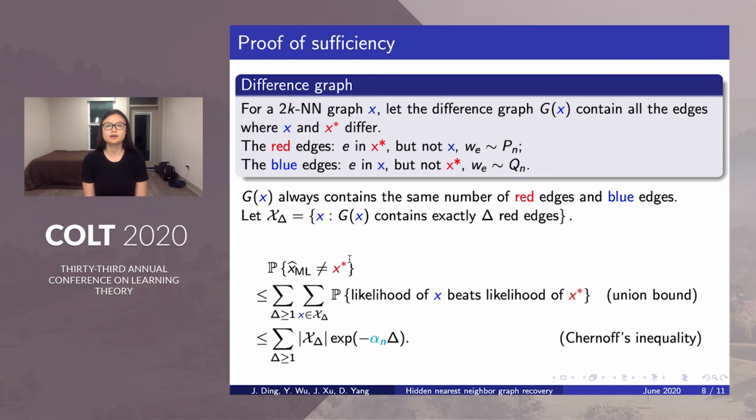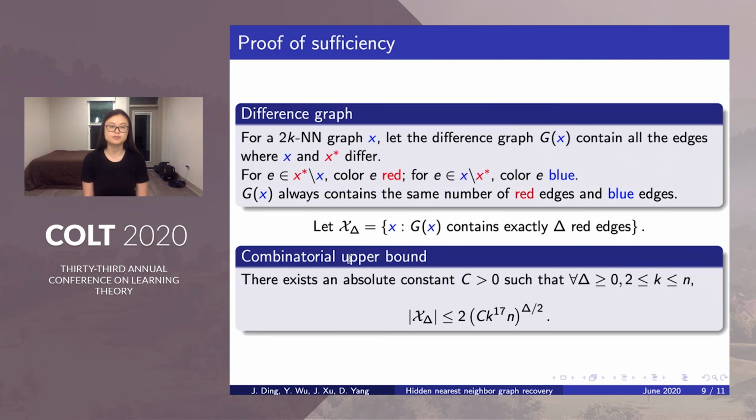Moreover, the distribution of the log likelihood ratio between x and x star only depends on the number of red edges and blue edges in the difference graph. Therefore, via a simple union bound and the Chernoff inequality, we can derive the following upper bound on the maximum likelihood estimator's probability of error. So from this point, all that we need to do is to establish a tight upper bound on the number of alternative solutions whose difference graphs contain a certain number of red edges.